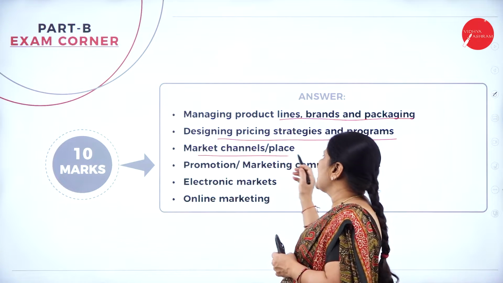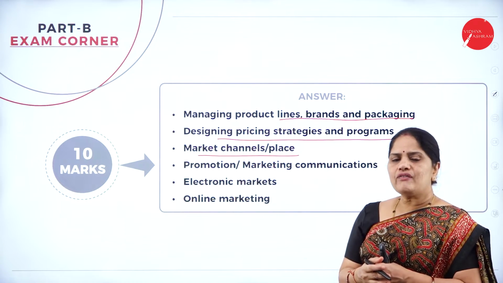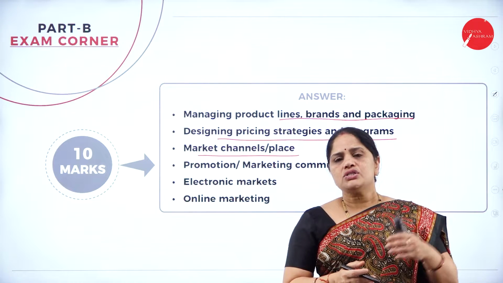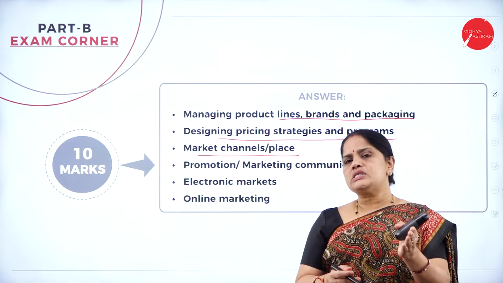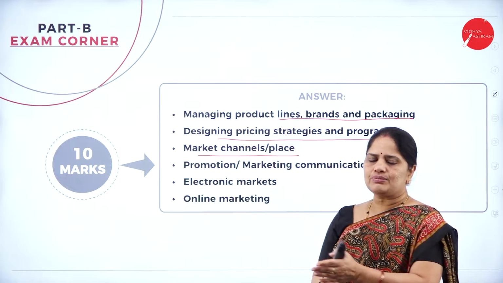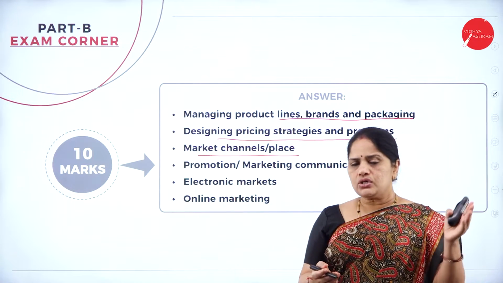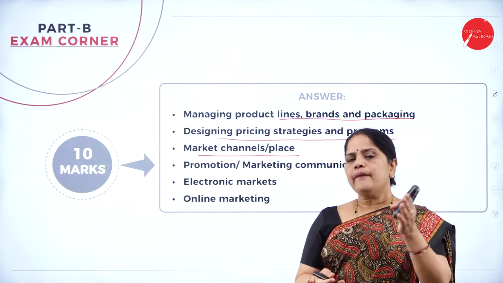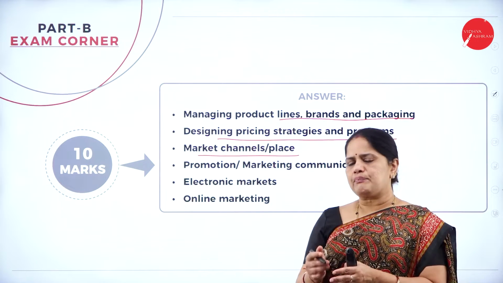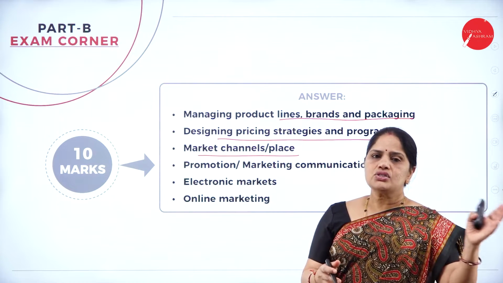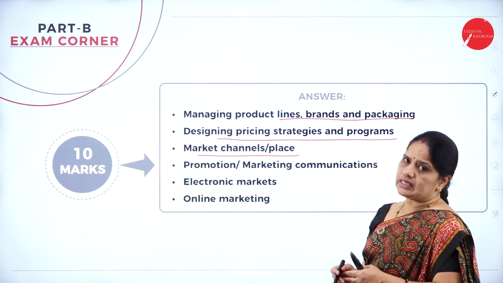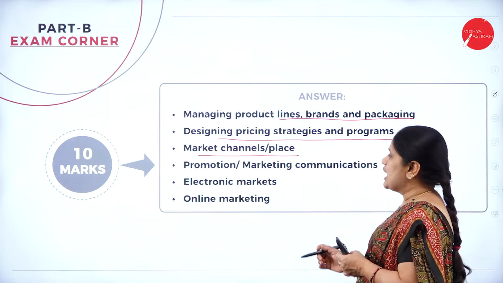Then market channels are placed. So what are the various market channels? We have the manufacturer, wholesaler, retailer and the consumer. So there are different channels of distribution. It could be the manufacturer, the agent, then the representative and the consumer, or the manufacturer directly to the consumer. So what are the various channels?